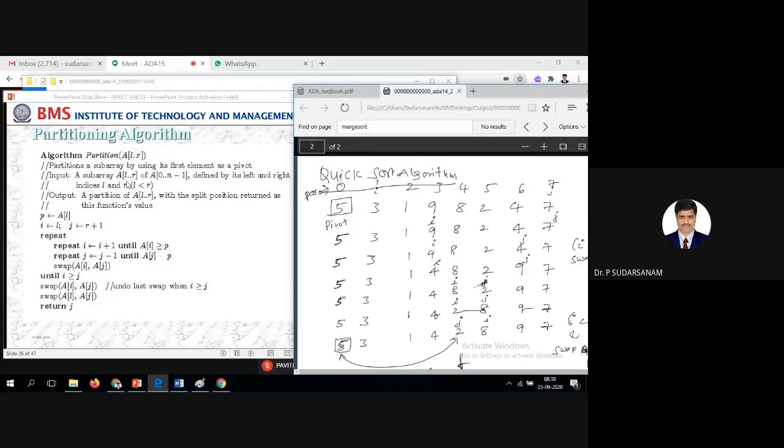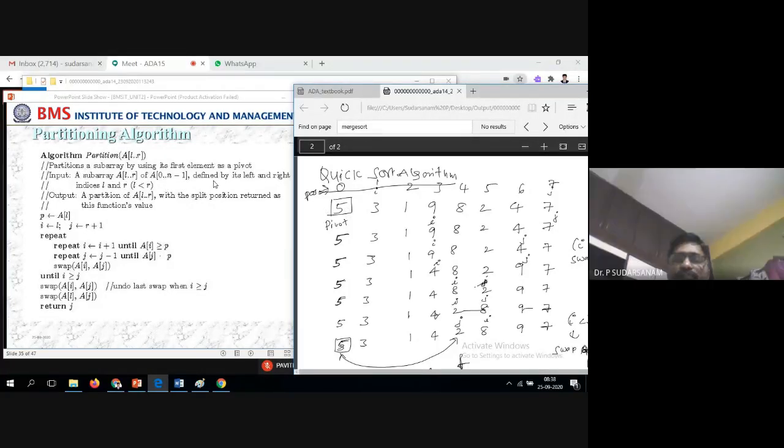Now a sub array left to right of A of 0 to n minus 1 is defined by left and right, indicated by L and R. So the left value you can move up to a maximum of R. Whenever you are doing recursion, you need to write the stopping condition first. Otherwise, it will go into an infinite loop. That is the reason we write the stopping condition first: left is less than or equal to right.